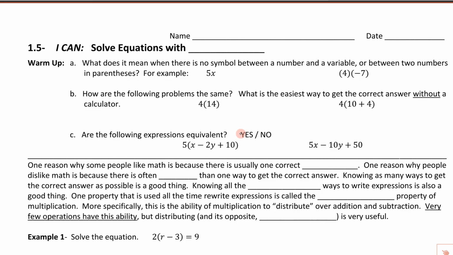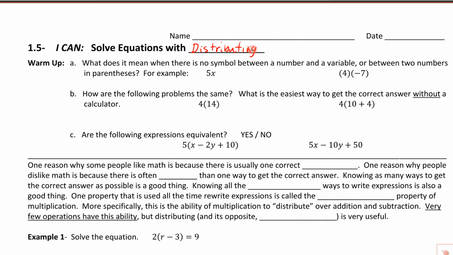Now going to take a look at some equations that have distributing in them. So the I can statement is I can solve equations with distributing. Or you could say distribution, I suppose.